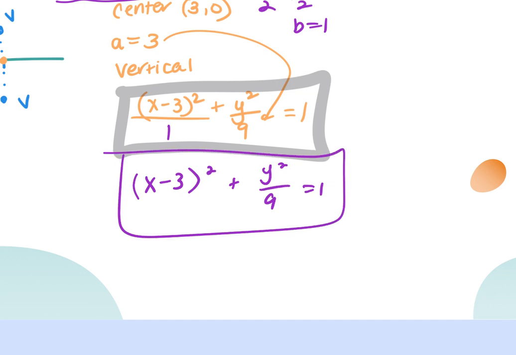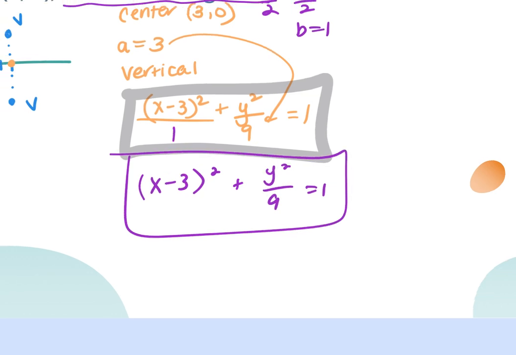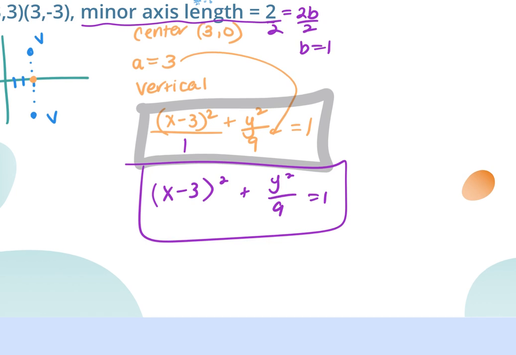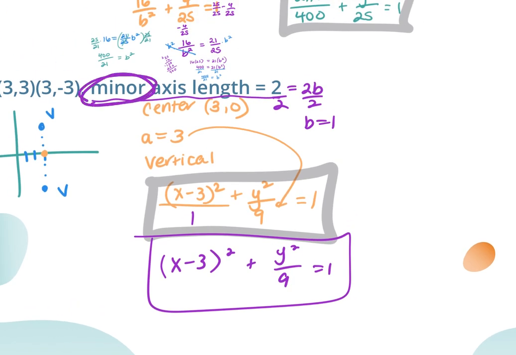Ours says major axis. Yours says major. Okay, that's wrong. That doesn't make sense. Sorry, it should be minor. Why wouldn't it make sense? Because if the major axis is 2, what's your A? 3. I mean, it's 1 and we already said it's 3. So yours is a typo. This should say minor.